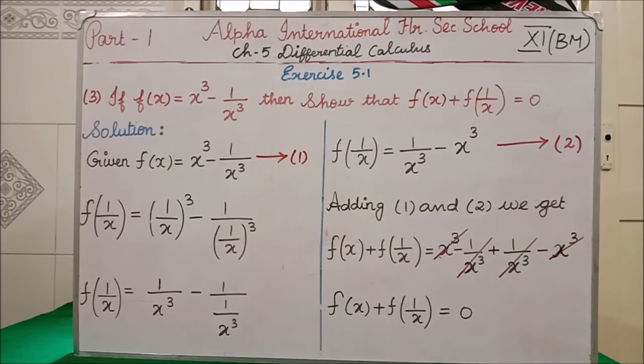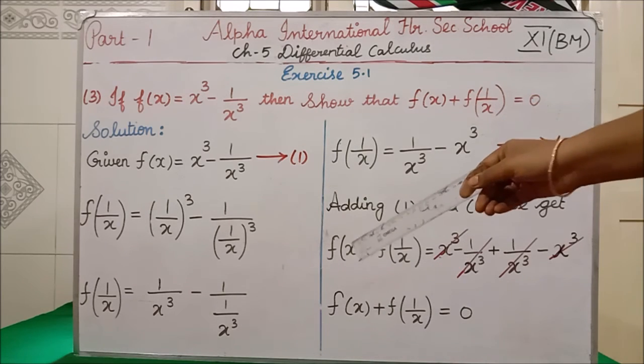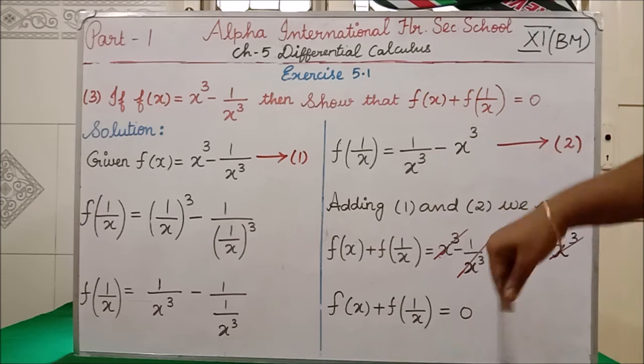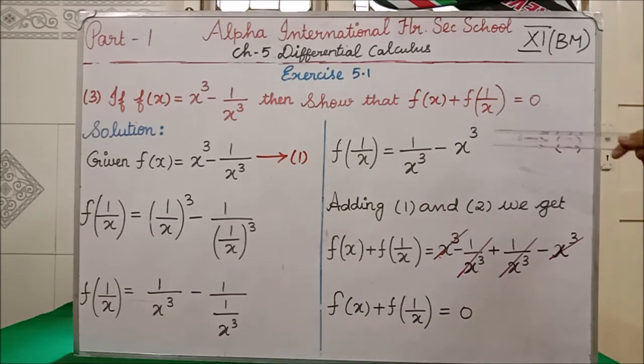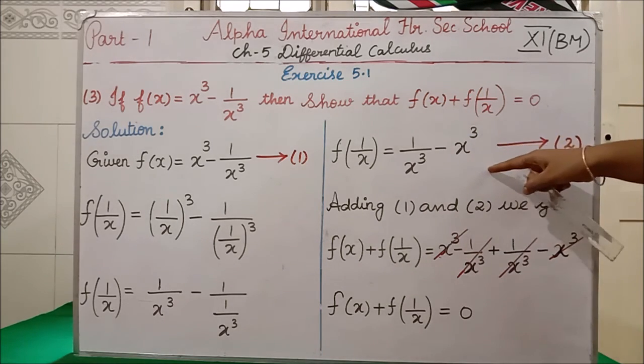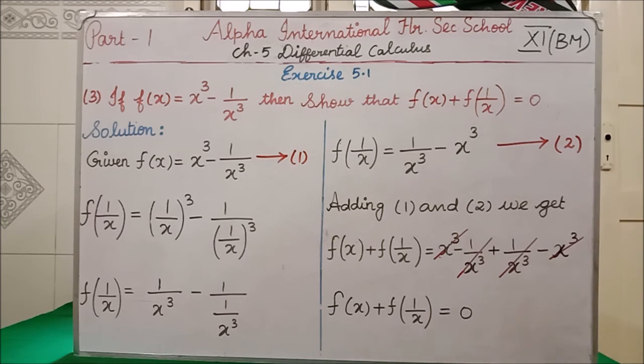So now if you see f of 1 by x is equal to 1 divided by x cube, that x cube will become reciprocal. So it will come to numerator. So x cube divided by 1. 1 if you want you can write, otherwise you can leave it. It is understood that in the denominator part we are having 1. Now in the question they have given f of x plus f of 1 by x equal to 0, we want to show. We know now the f of x value, we know the f of 1 by x value also.